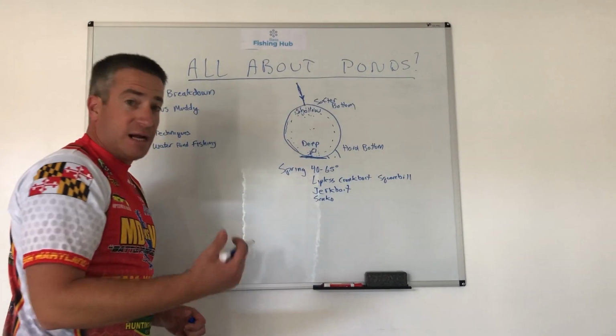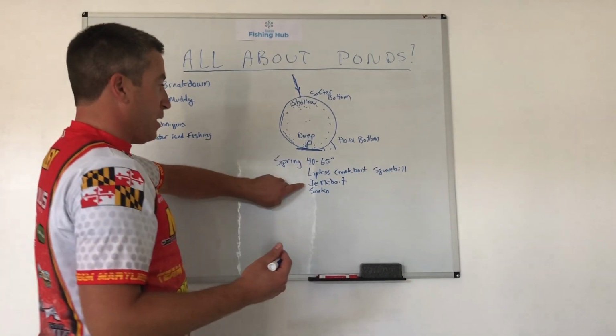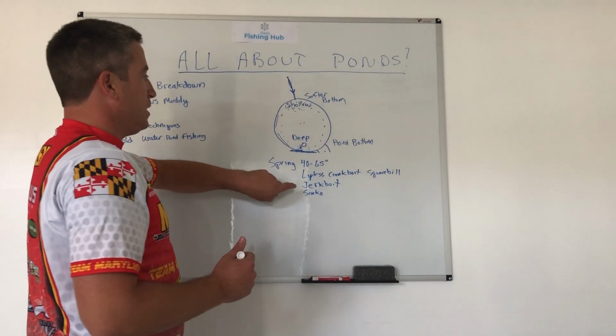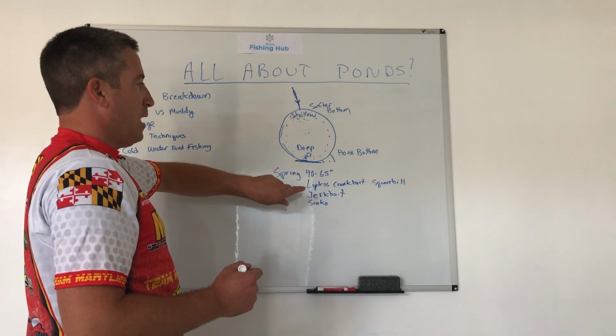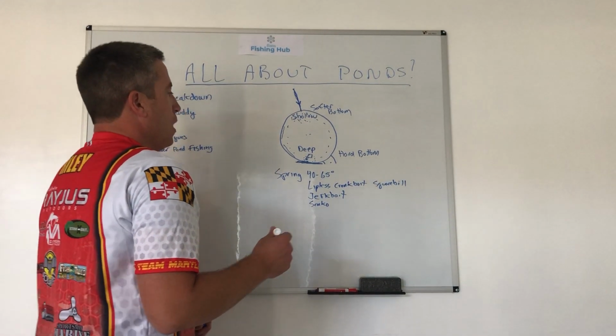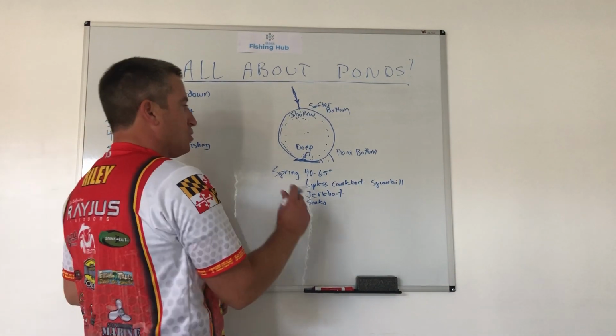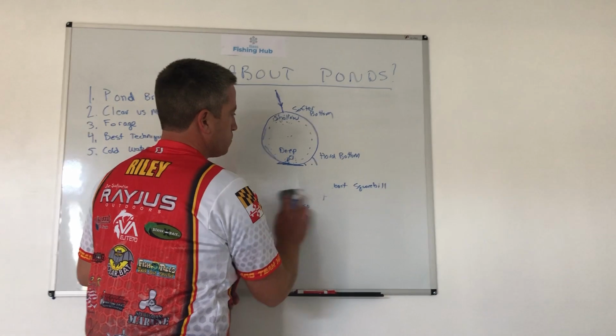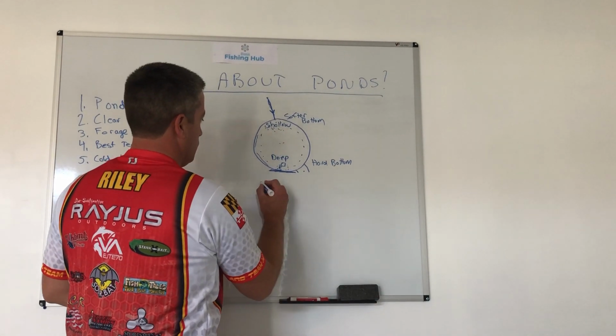Lipless crankbaits, the Red Eye Shad works very well. The Mega Bass Vision 110 jerkbait is dynamite. Generally, when I fish a pond in the spring, I'm fishing on a spinning rod with lighter baits and lighter lines. So, in the spring, those are typically the presentations that are going to work really well for me.